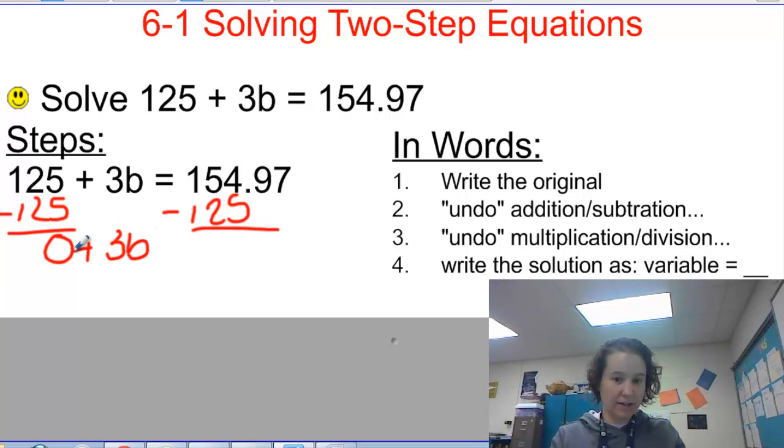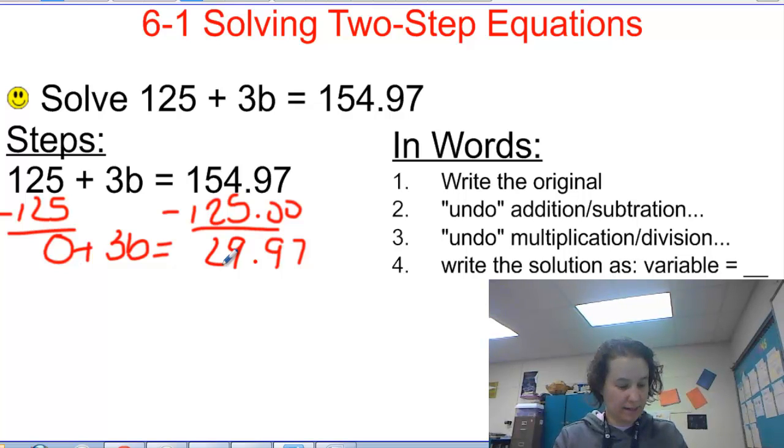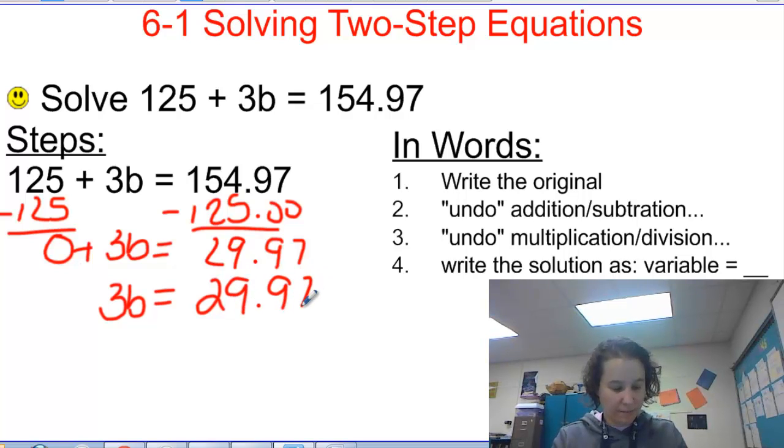So if I'm truly writing out all these steps, I would include 0 plus 3b, and then I figure out my subtraction over here. So we end up with 0 plus 3b equals 29.97, and 0 plus 3b is the same as 3b. So a lot of times we don't write in the 0 plus 3b, but it might be helpful for you to do that in the beginning just so you don't get confused.